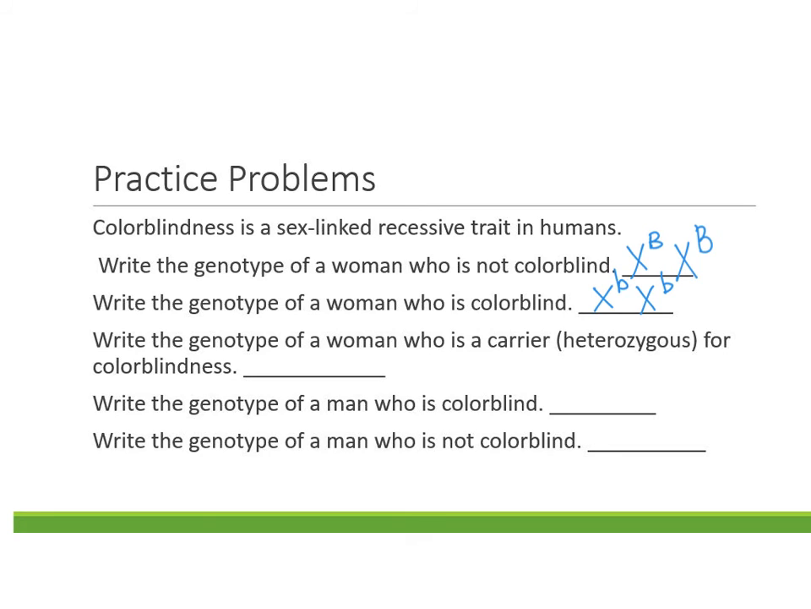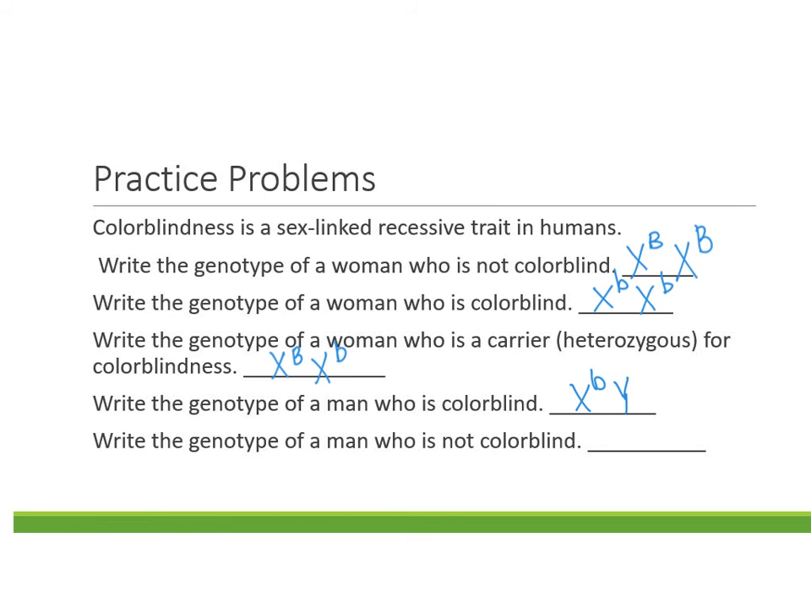Now let's write a genotype of a woman who's a carrier or heterozygous for colorblindness. Okay, so she's going to be X capital B, then X lowercase b. All right, now let's write the genotype of a man who is colorblind. X lowercase b. Okay, so X lowercase b, capital Y. The Y gets nothing because the colorblindness gene is only on the X chromosome.